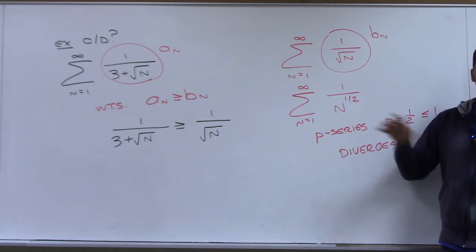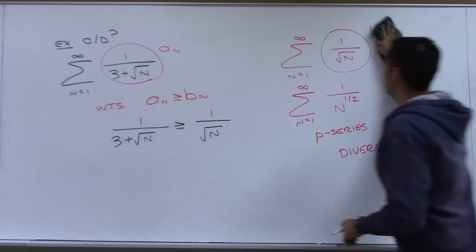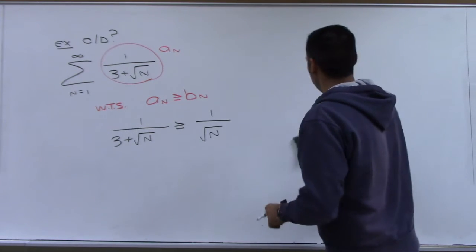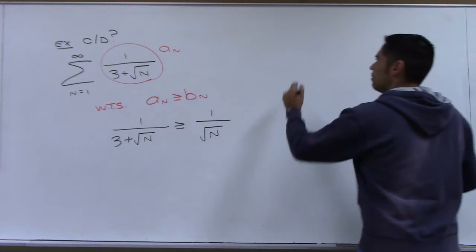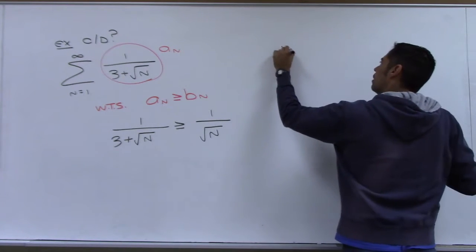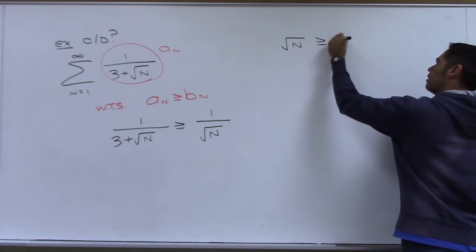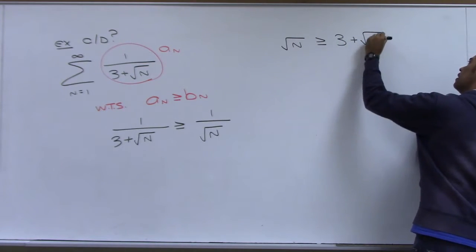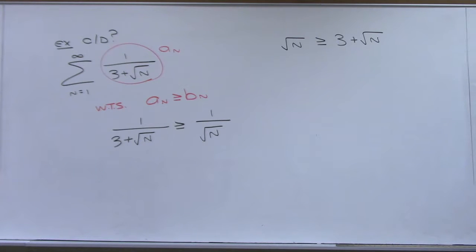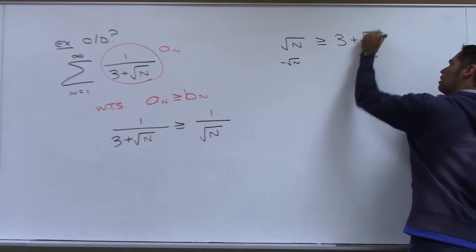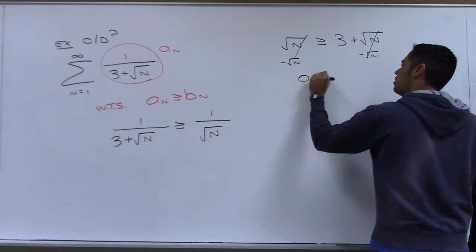Do that little shortcut. What's the new inequality after the shortcut? Root n greater than or equal to 3 plus root n. Can you do anything there? Subtract root n on both sides. Uh-oh. 0 is greater than 3.